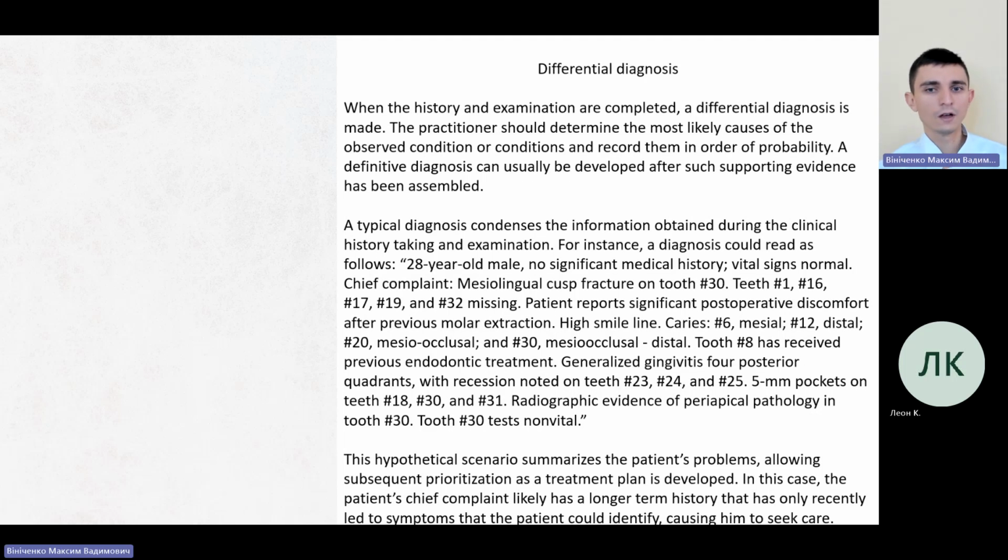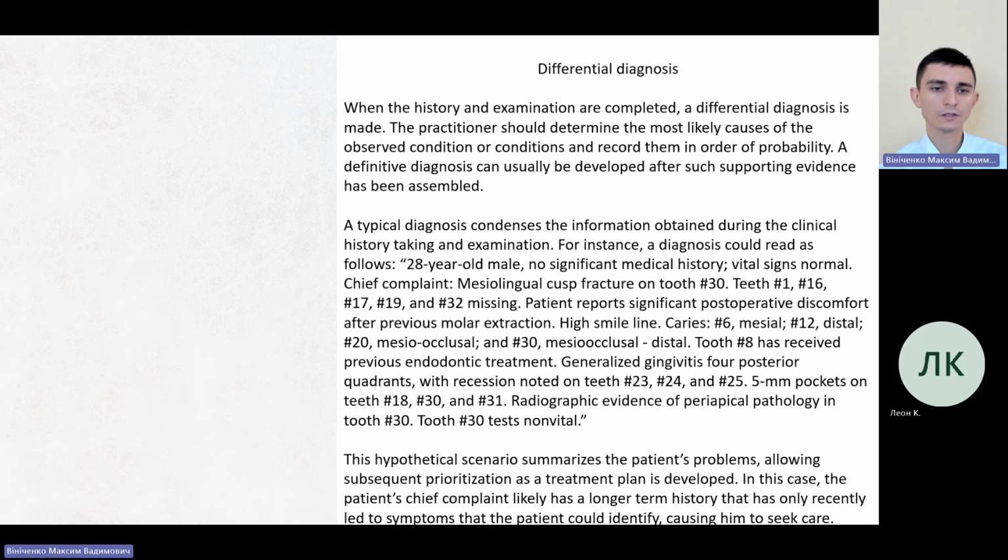Differential diagnosis. When the history and examination are completed, a differential diagnosis is made. The practitioner should determine the most likely causes of the observed condition or conditions and record them in order of probability. A definitive diagnosis can usually be developed after such supporting evidence has been assembled.